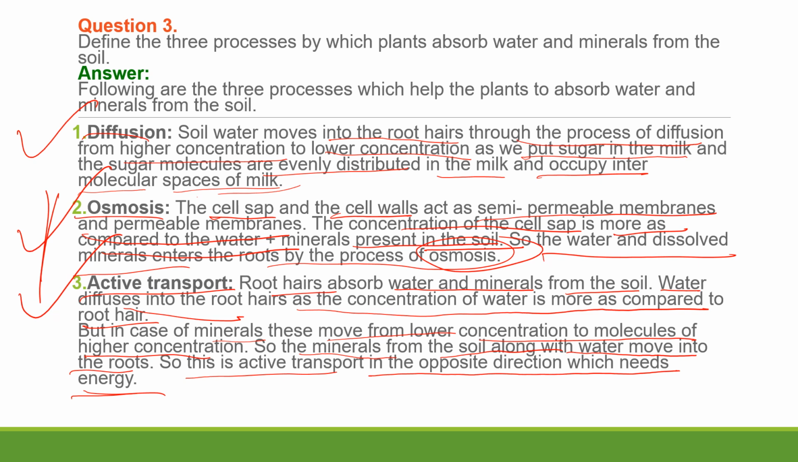Okay, so when you have studied transport in plants and food and minerals in plants, you have studied all these processes. So you need to write the definition of the three, and these three processes are involved in the absorption of water and minerals from the soil.